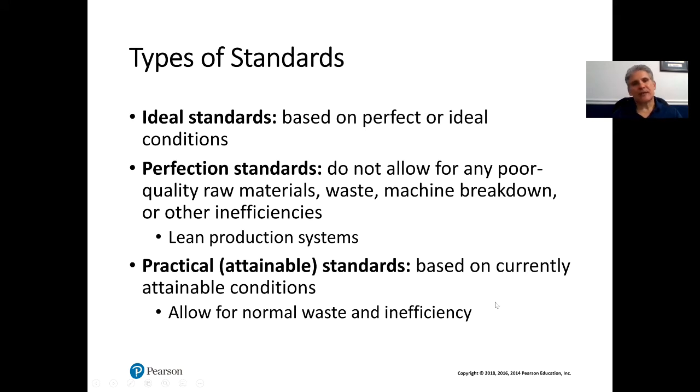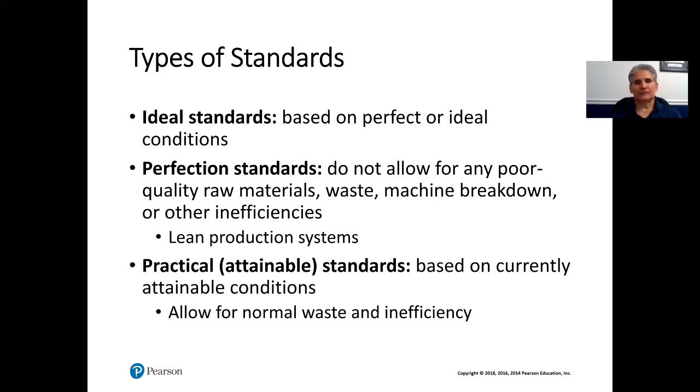There are different types of standards. There's the ideal standards. And when we're talking about standards, we're talking about budgets, we're talking about estimates, we're talking about people trying to figure out before you produce the product how much something should cost, or what it would normally cost. When you have an ideal standard, it would be based on perfect or ideal conditions. What would this product cost me if everything ran smoothly, if everything is perfect?